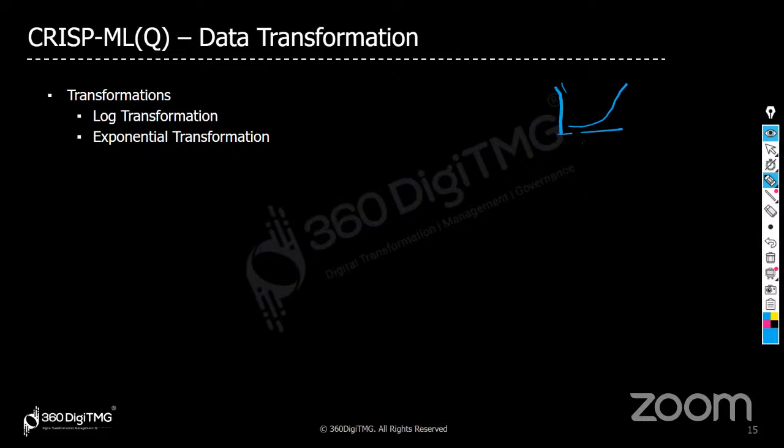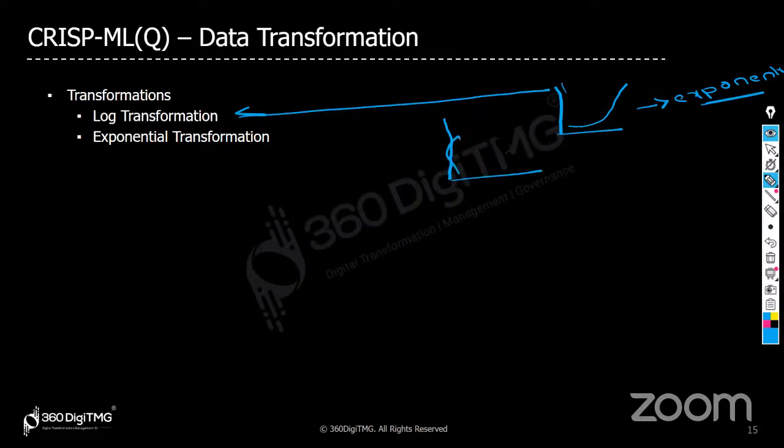there is a minimal increase and there is a high increase over here. There is a high change. So this is called an exponential curve. When you have exponential curve type of data, you have to go for log transformation. And reverse. When you have log kind of data, log is nothing but reverse of this one. Oh, sorry.